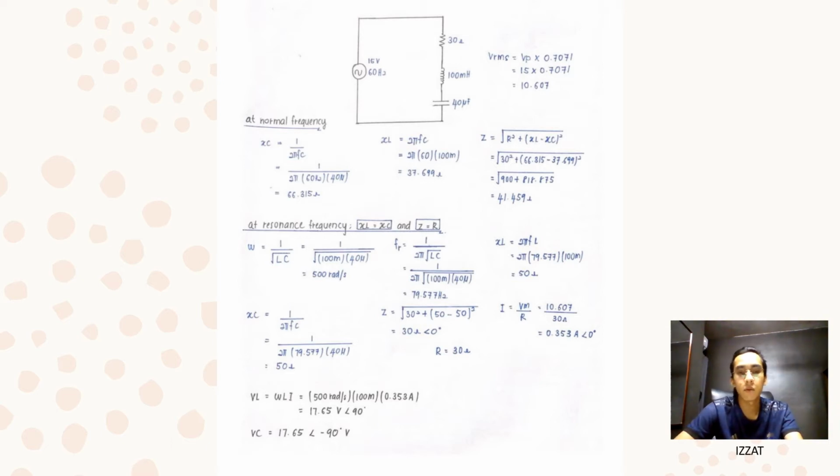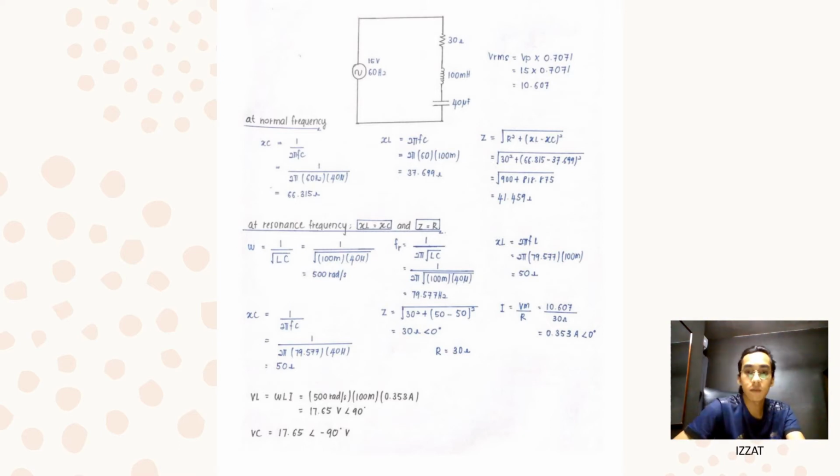For both XL and Xc, you are using the same formula, but you change the value of normal frequency to the resonant frequency. And for both of them, you get the same answer, which is 50 ohm. This condition states that Z is equal to R. So I made the calculation, and it proves that Z is 30 ohm, which is the same as the value of R, which is 30 ohm also.